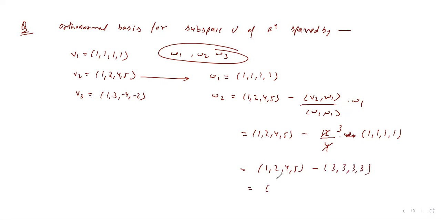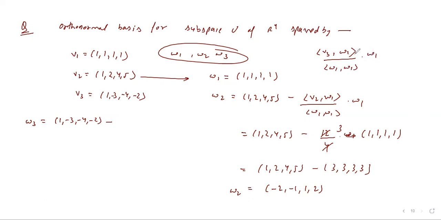So we will get 1 minus 3 is minus 2, minus 1, 1 and 2. This is my second orthogonal vector. What is the third vector? We can also find that third vector, v3, which is 1, minus 3, minus 4, minus 2, minus the Fourier coefficient of v3 with respect to w1, that is <v3, w1> upon <w1, w1> into w1.